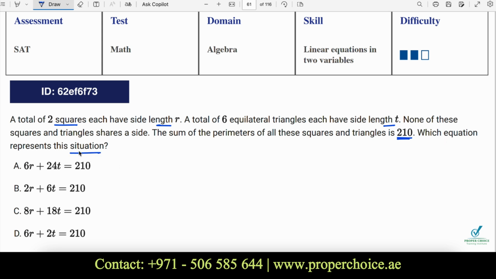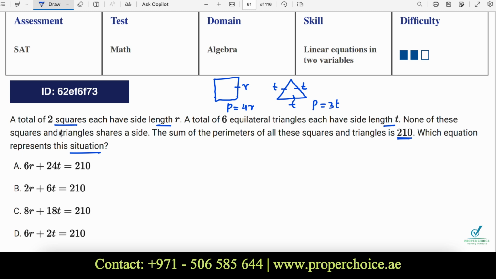Now what is the perimeter formula for the square? A square is a four-sided shape with equal sides. If I am representing this square with each side as r, and an equilateral triangle is a three-sided shape with each length equal, which is t. So all are equal. Now what is the perimeter of a square? The perimeter of a square is adding up all four sides, which is 4r, and the perimeter of a triangle is adding up all three sides of a triangle, each being t. So that is going to be 3t.